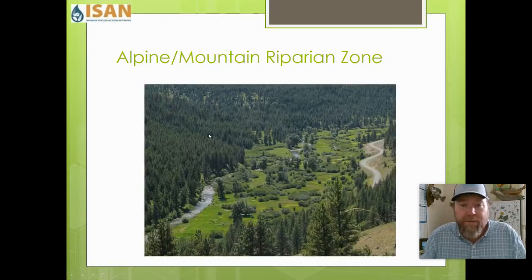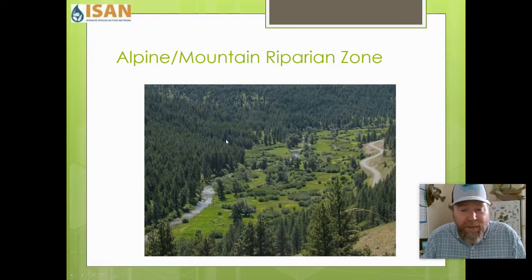Now, there are different types of riparian zones. This would be an example of an alpine or a mountain riparian zone. You can see the small creek is winding through this valley. As you go up this mountainside, it becomes less diverse. You have maybe one or two different types of evergreen trees, maybe lodgepole pine, ponderosa pine, and a couple different types of grasses. So it's not really diverse going up through here.